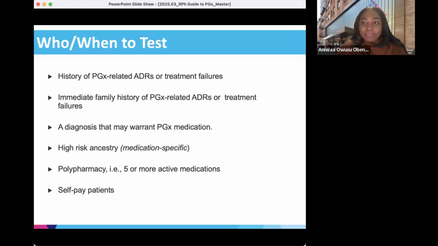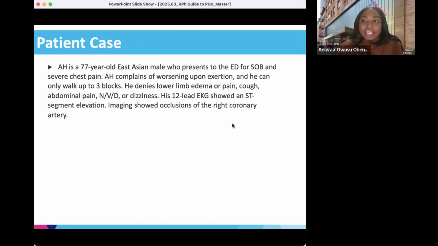If the patient is on polypharmacy too, the chances that they will one day take a pharmacogenomic medication is pretty high too. And if the patient just wants to pay for this and just wants to know more, why stop them, right? So self-pay individuals, we don't stop them from taking the test. So this is a case that I want to throw out there, and we'll come back to this.